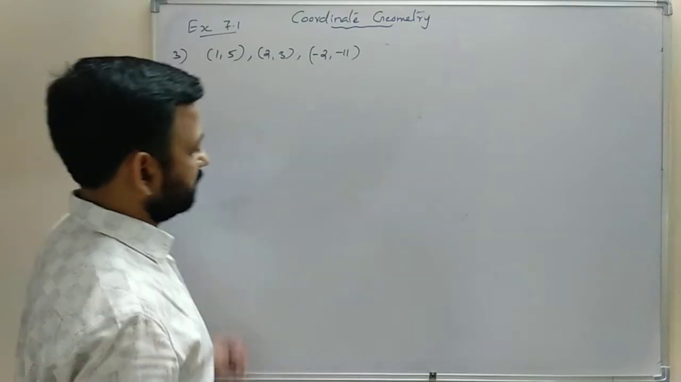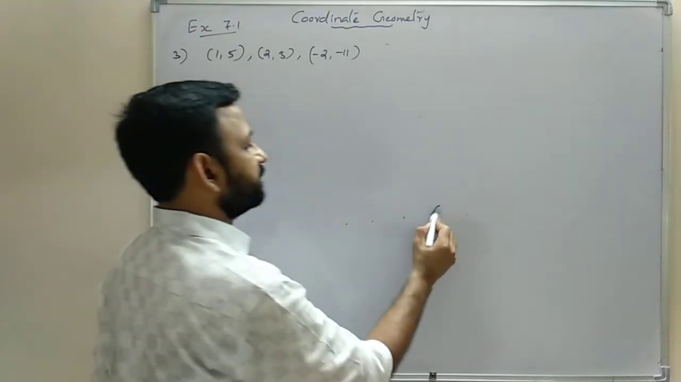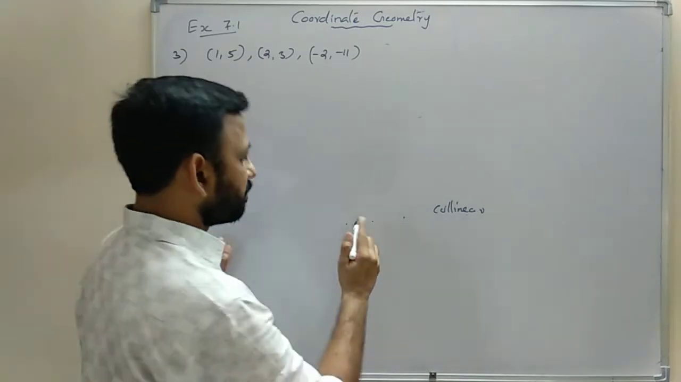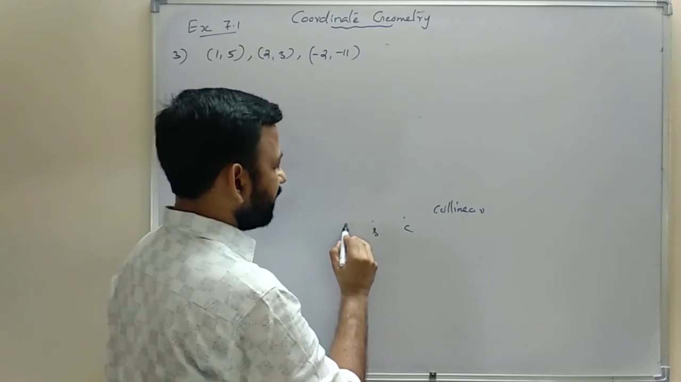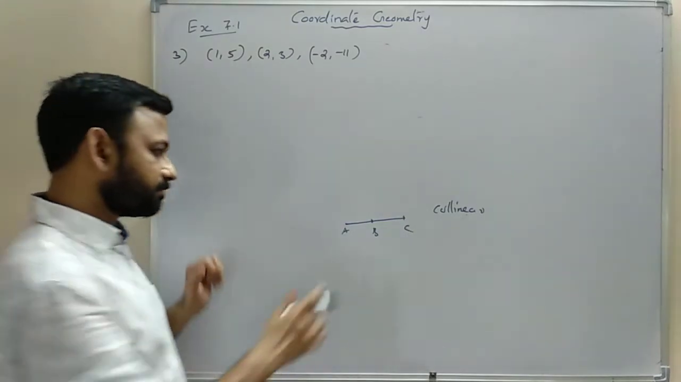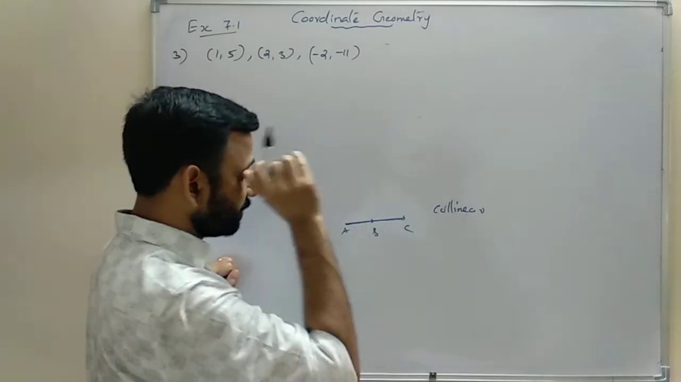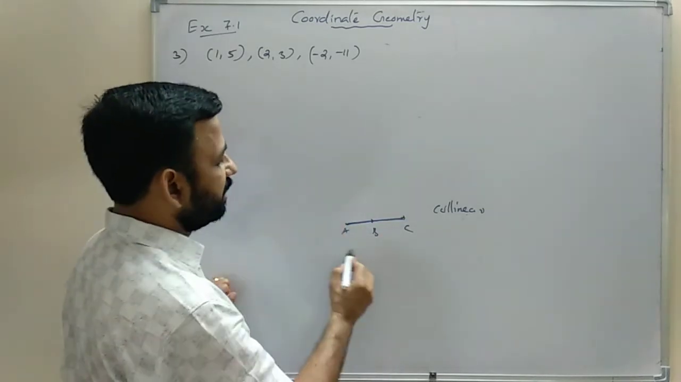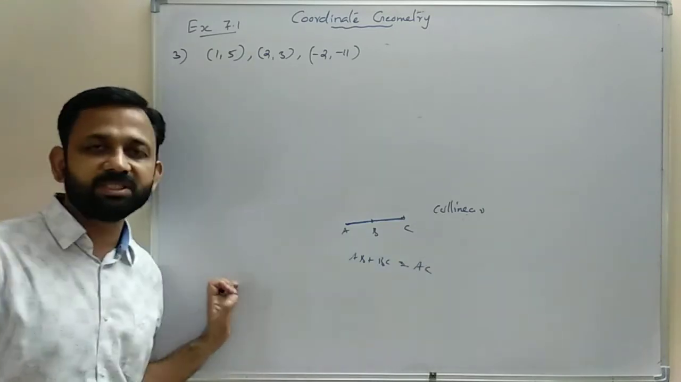Collinear points. Three points are collinear if they lie on the same line. So A, B, C are collinear if A, B and C are on the same line. If they are on the same line, then we can find the distance AB, the distance BC, and also the distance AC. If they are collinear, then AB plus BC is equal to AC.